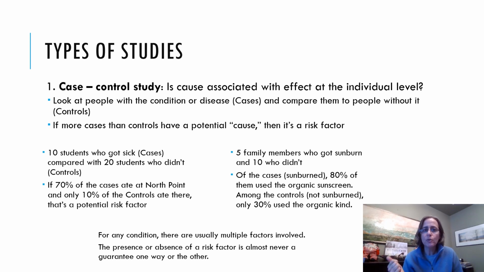But remember, there are usually multiple risk factors involved, right? Not everybody who got sick ate at North Point. That doesn't mean that there's something about the food of North Point that caused this, right? Not everybody that used the organic sunscreen got sunburn. Doesn't mean it's not a contributory cause, right? Because the presence or absence of a risk factor is not a guarantee one way or the other, right? It's not that everybody who has a risk factor gets the disease and everybody who doesn't have the risk factor doesn't get the disease. It just impacts your probability, right? It's not a guarantee ever, either way.